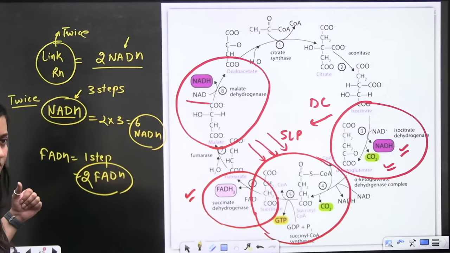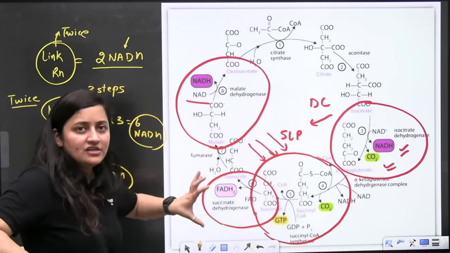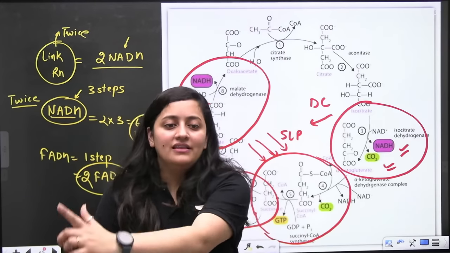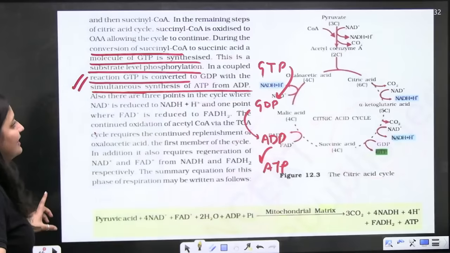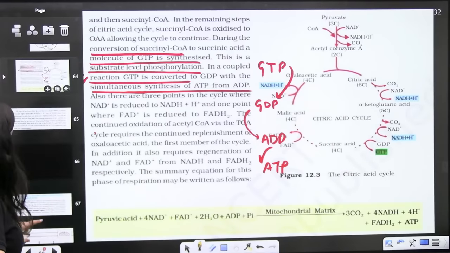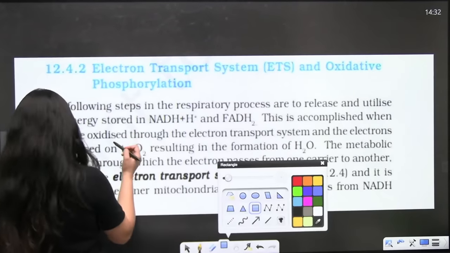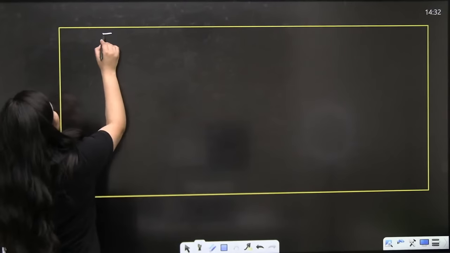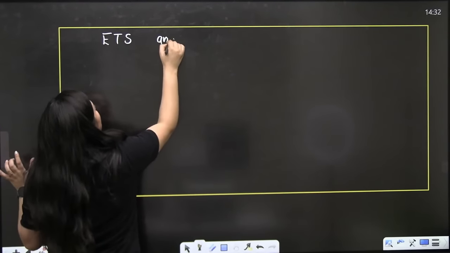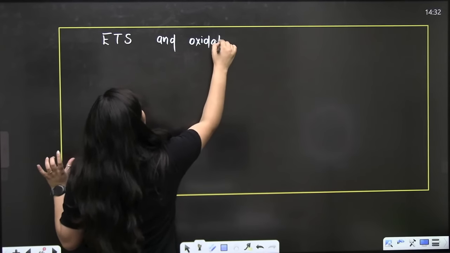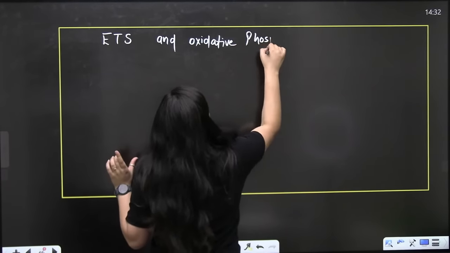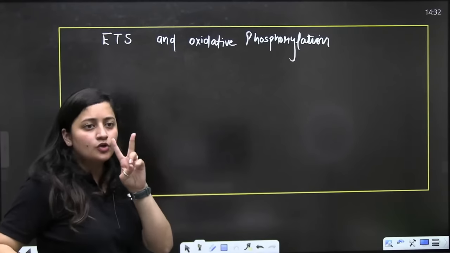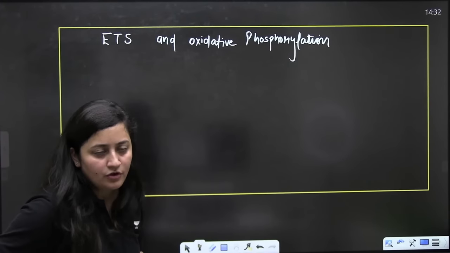Okay? Done? So, ultimately, this NADH, this FADH, these reducing agents, these assimilatory powers, are going to give us the ATP, but they will give it in the electron transport chain. So, what is this electron transport chain? See, even if you check your NCERT, it is written as electron transport system or chain and oxidative phosphorylation. I'm telling you the things to the point, the points from where your question can come. There are two things, ETS and oxidative phosphorylation.